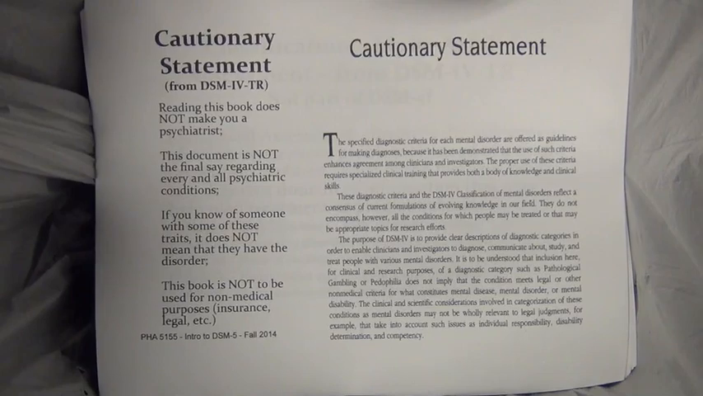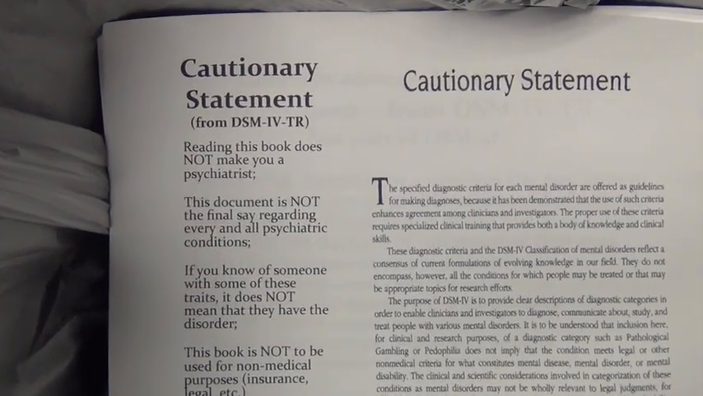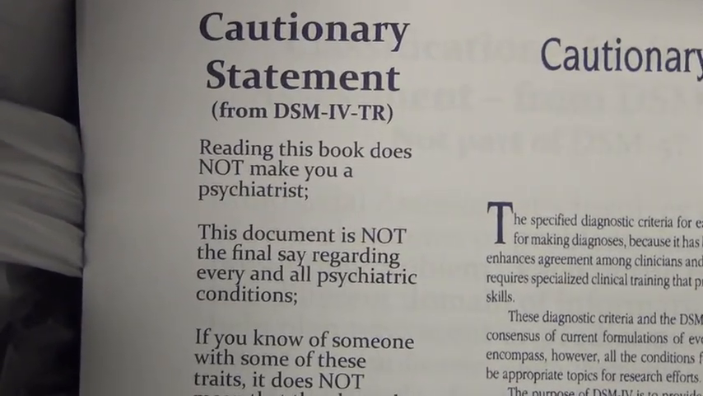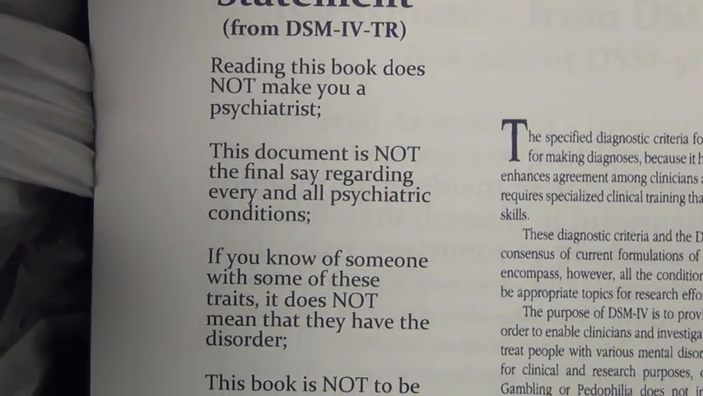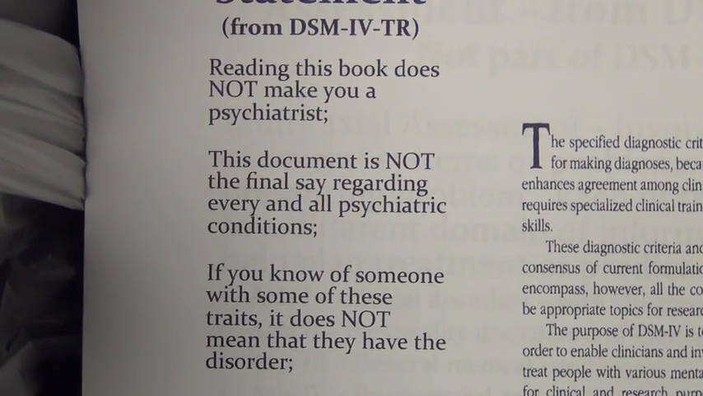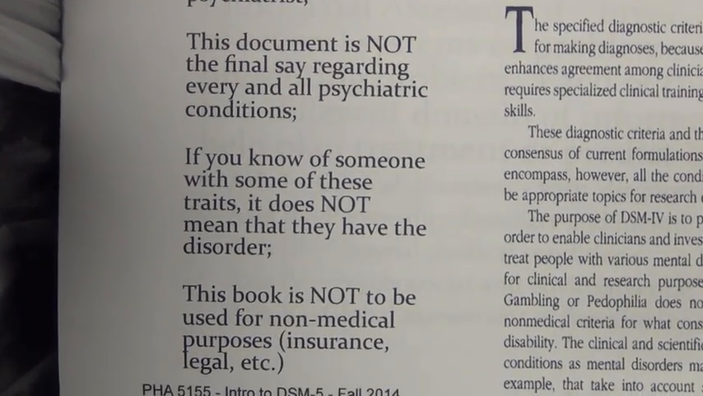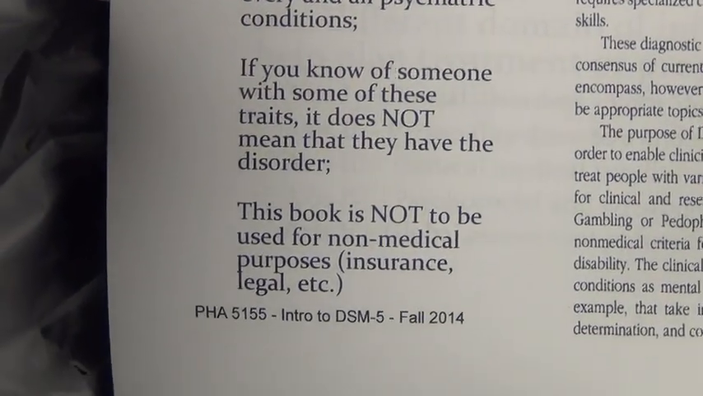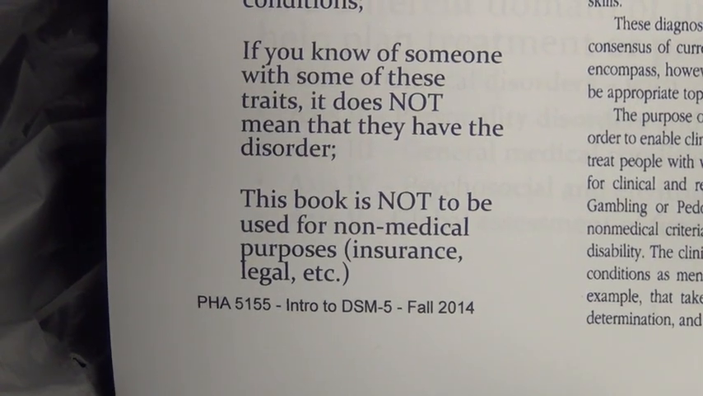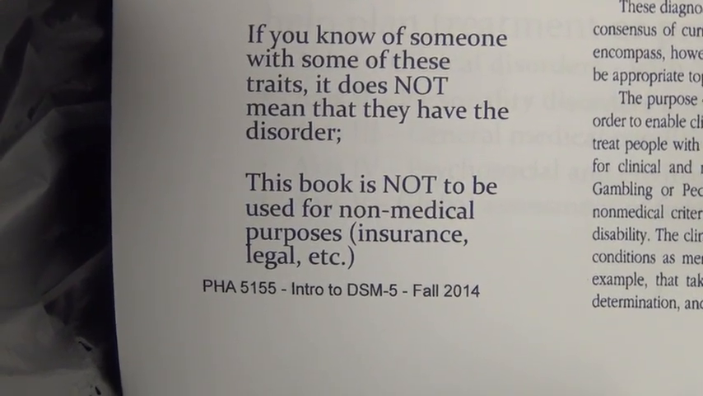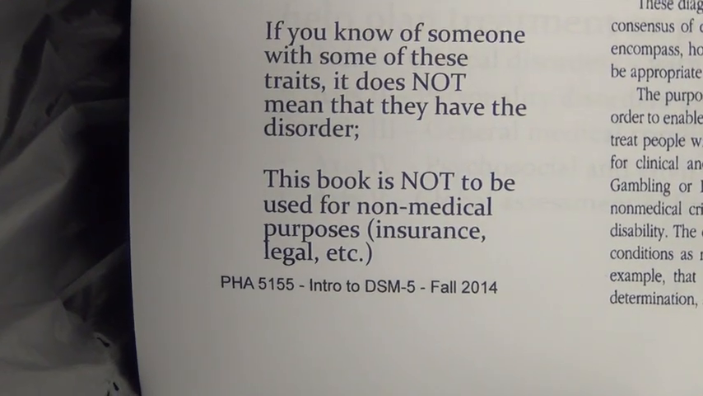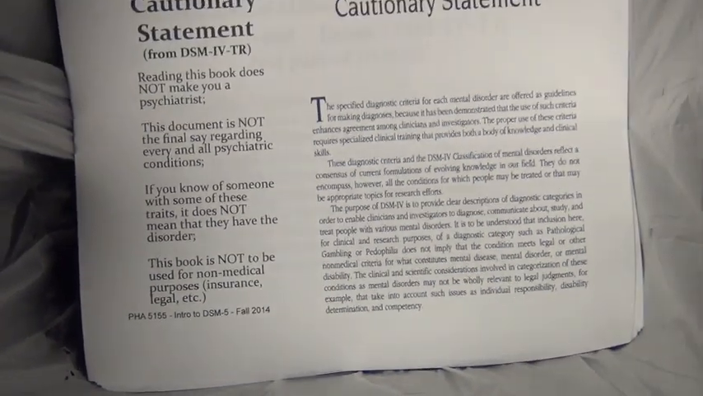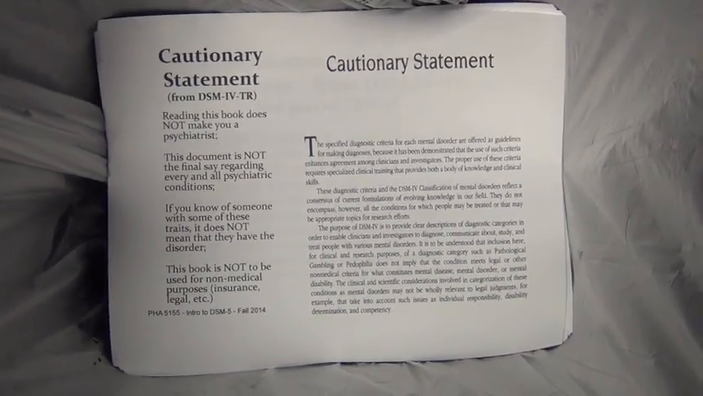Basically, it's in the DSM-5. And what does it really basically tell you? This is from the DSM-4, but it's in the DSM-5 too. Reading this book does not make you a psychiatrist. This document is not the final say regarding every and all psychiatric condition. If you know someone with some of these traits, it does not mean that they have the disorder. And finally, this book is not to be used for non-medical purposes, for insurance and legal kinds of issues. It probably will be. Its predecessors have been, but the disclaimer says it's not supposed to be. So that's the cautionary statement.